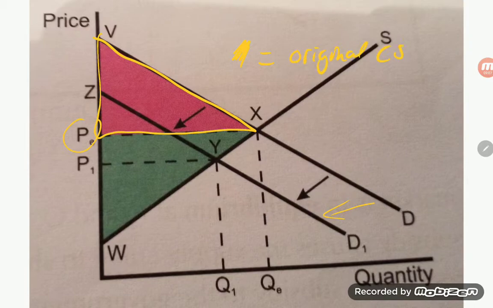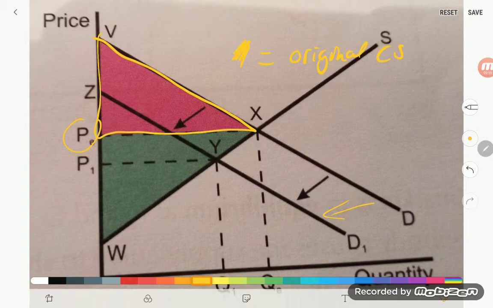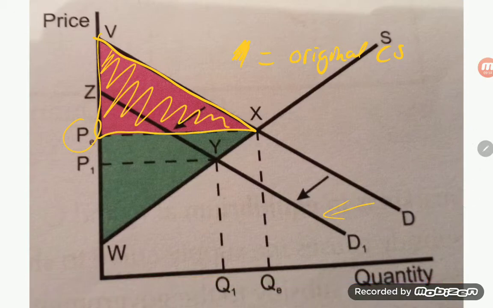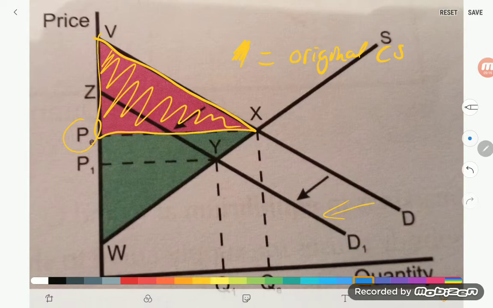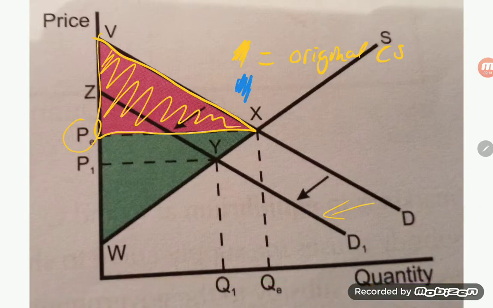I'm not going to put the letters on this time. So all this area here was our original consumer surplus. The area below was the original producer surplus. So all of this area here.